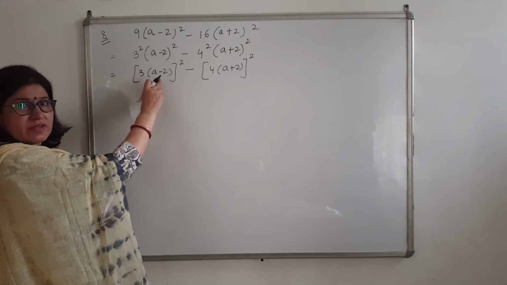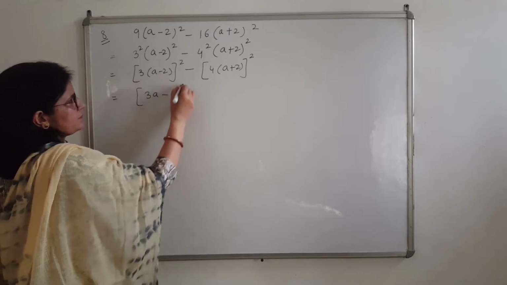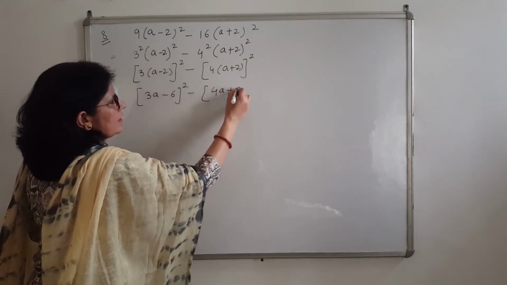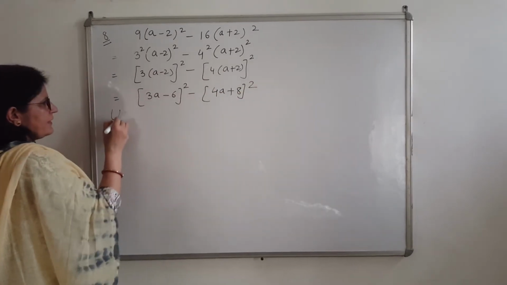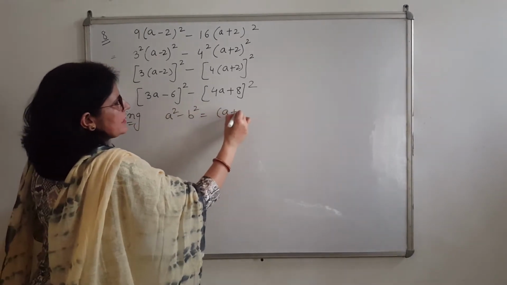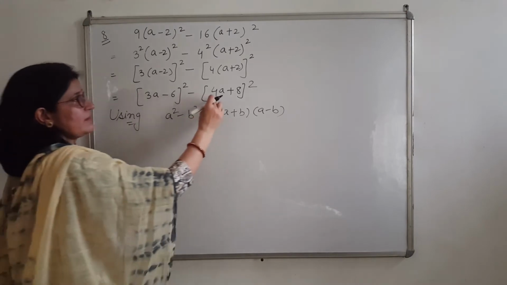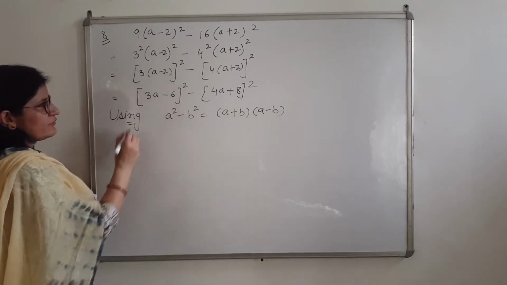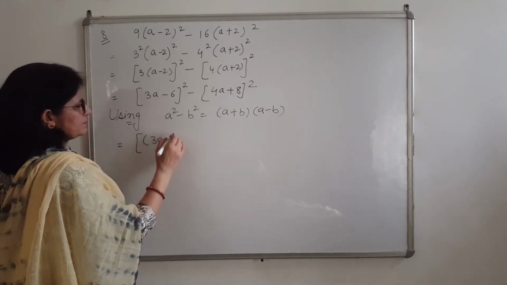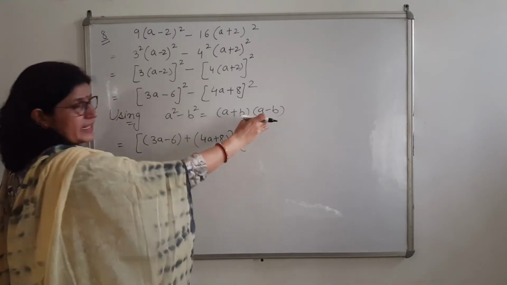Now this 3 will be multiplied with a minus 2: 3a, 3 2s are 6. 4 will be multiplied with a plus 2: 4 1s are 4, 4 2s are 8. Now we can go by the identity a square minus b square equals (a plus b)(a minus b). So here this whole term we will consider as a and this term we will consider as b. So what are the factors? First we have to take the sum: (3a minus 6) plus (4a plus 8). In the next factor we take their difference.